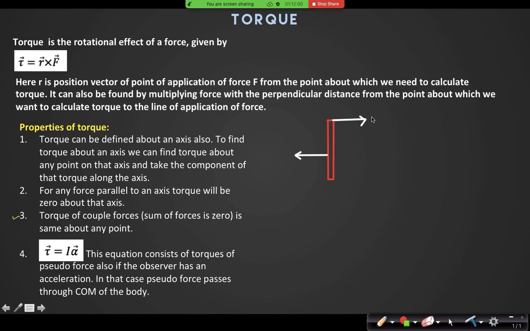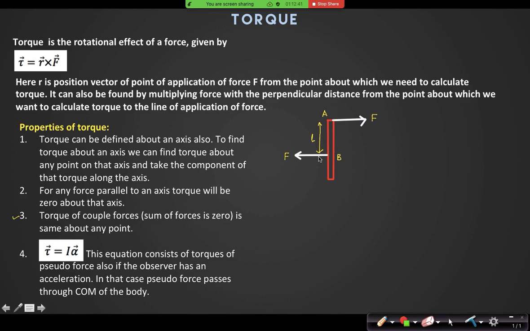Couple forces means the net force is 0. So these two forces are known as couple forces. The points of application of the forces are different, but the net force is 0. Suppose this point is A. Yes, the points of application are different, but the net force is 0. And suppose this distance is L.